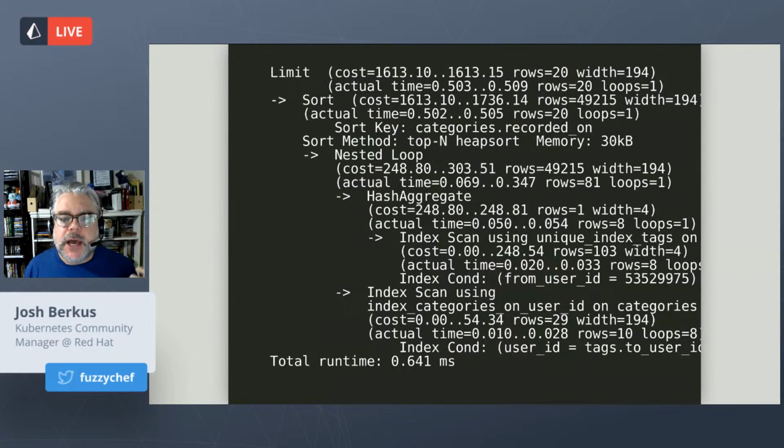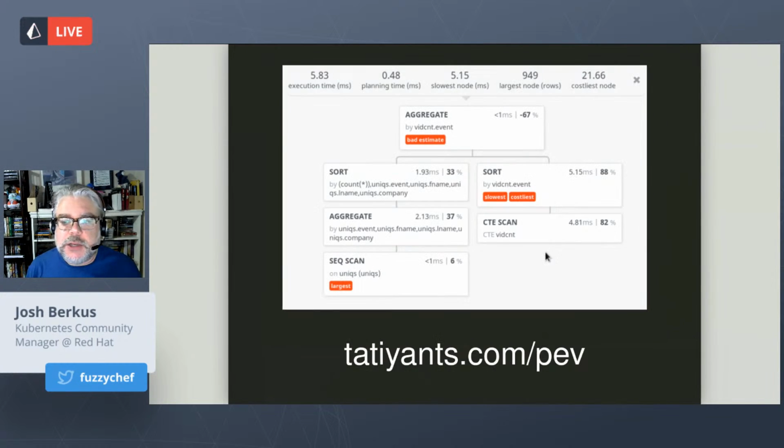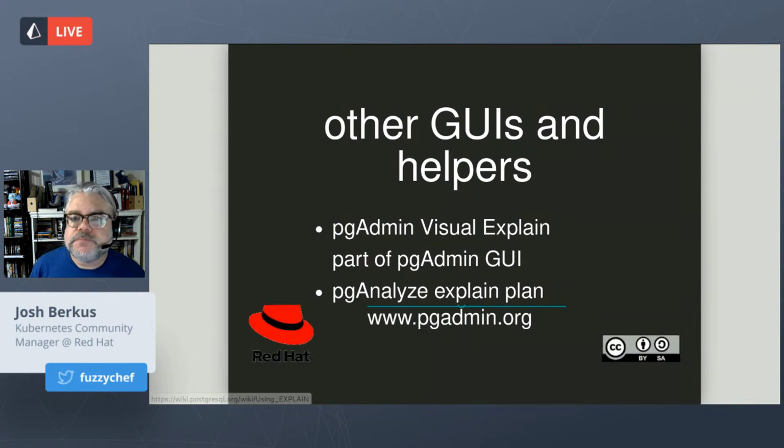So now to finish up, like I said, I do encourage you to use the graphical tools. They will make life easier for you. Here's explain.depesz again. Here's PEV again. There are some other tools. These are desktop tools: pgAdmin, pganalyze. And if you're willing to use IRC, the folks on the Postgres channel on Freenode get bad queries all the time and will help you troubleshoot them if you are patient.